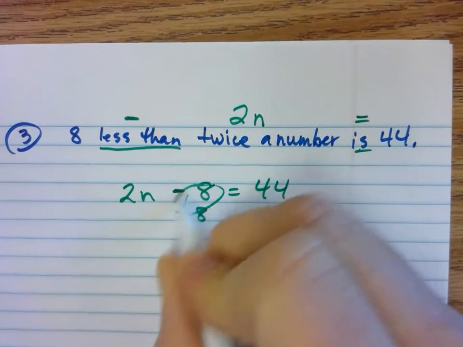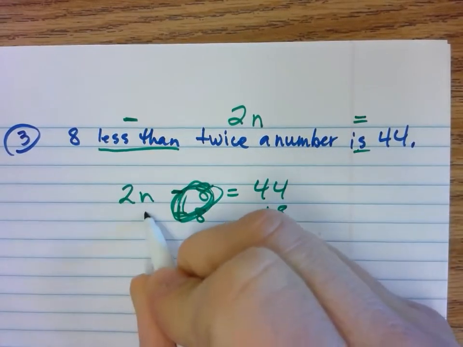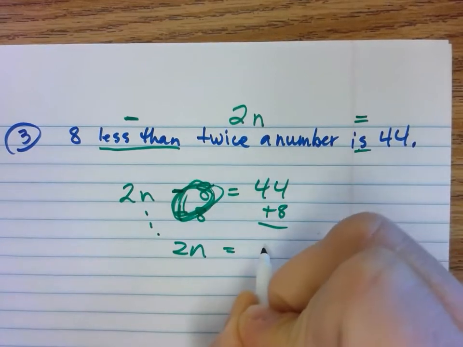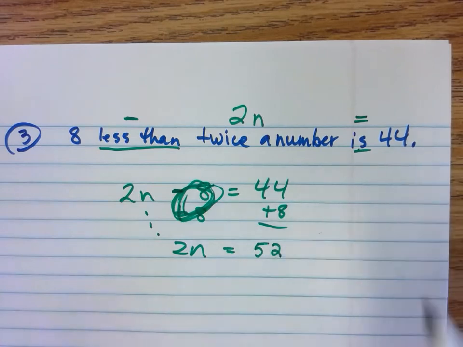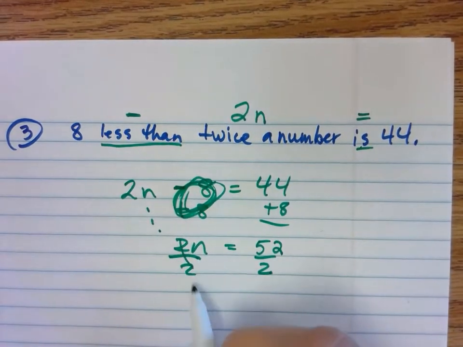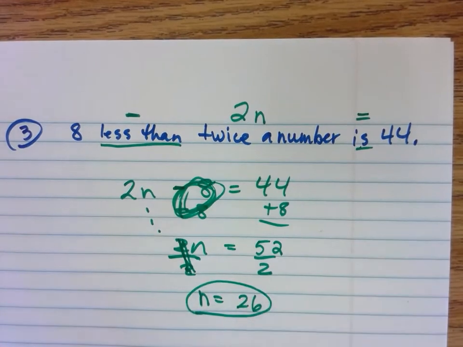Add 8 there. That is going to zero out. Then I'm just going to drop my little 2n down right there. 2n equals 44 plus 8 is 52. And then, of course, I divide it by 2 on both sides. 2 divided by 2 is 1. They cancel out. 52 divided by 2 is 26. So my n for that would be 26. So my number would be 26.